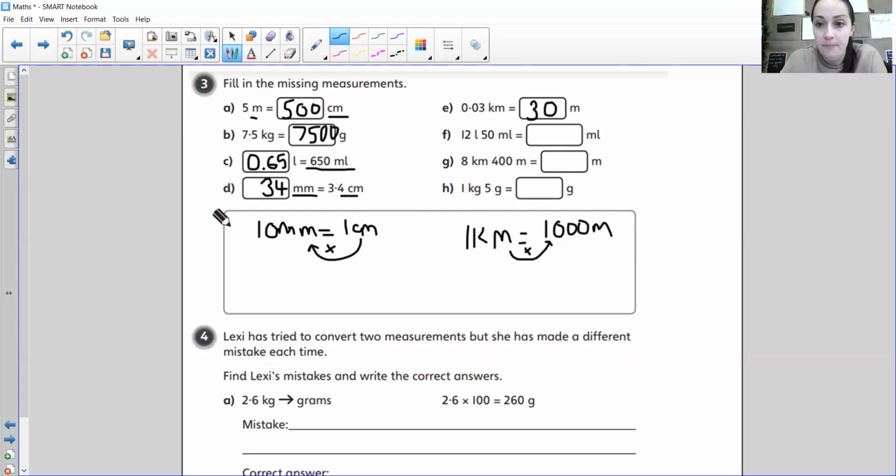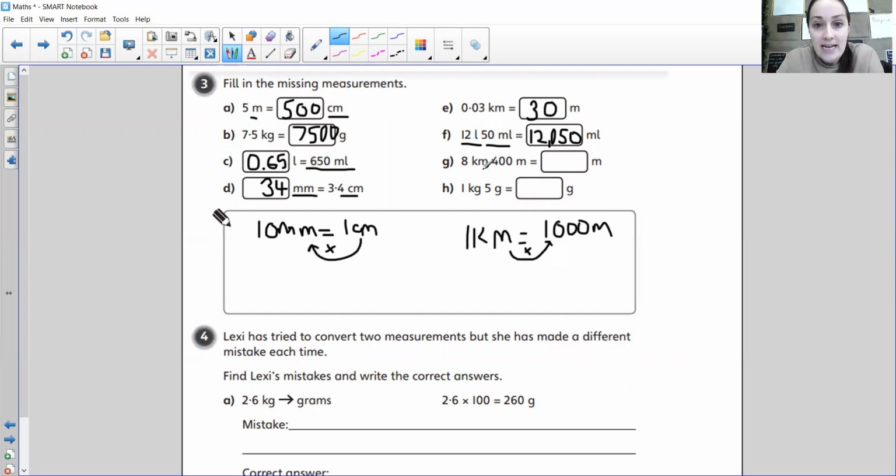Right, next one then. So we've got 12 litres and 50 millilitres. Right, okay then. So this one's set out a little bit differently. We've got the 50 millilitres then, so we can write that in straight away. Because 50 millilitres is the same as 50 millilitres. We've got 12 litres. So how many millilitres in a litre? 1,000. 12 times 1,000, 12,000. Is that my answer? No, because that's not 12,000, is it? That's 1,200. So I put a sneaky little zero in there. So now I've got 12,050 millilitres.